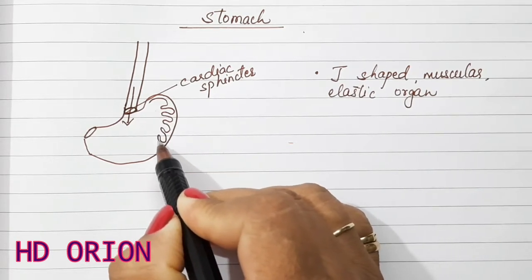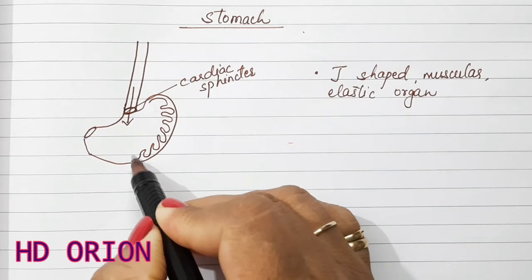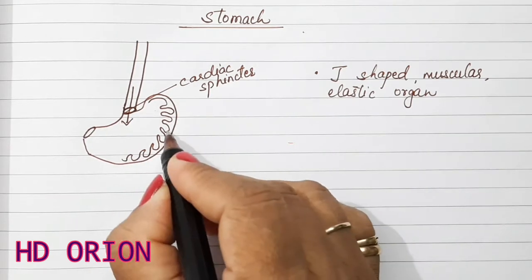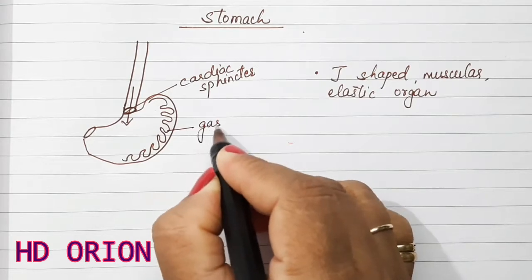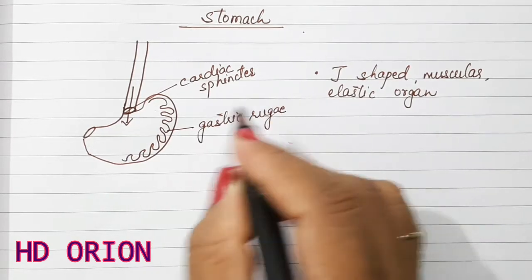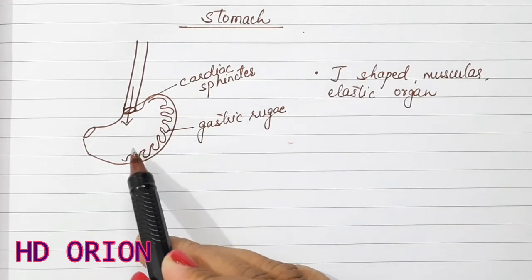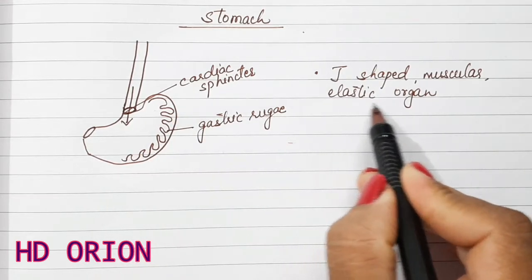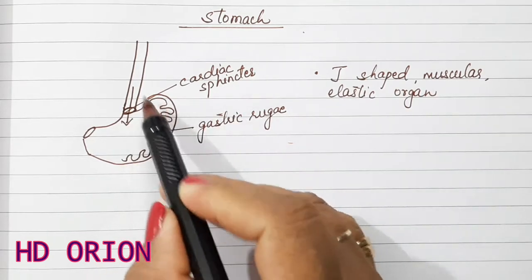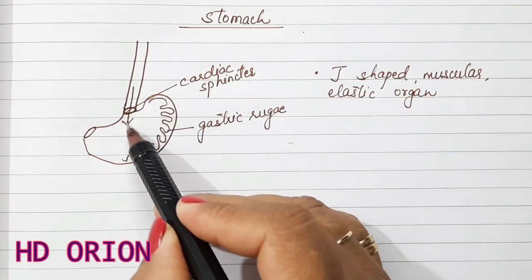These folds open up when there is more intake of food. So this increases the surface area. These are known as gastric rugae, and thus the volume of the stomach can be increased. So we call it an elastic organ. This is the cardiac sphincter which opens and allows the food to come inside.